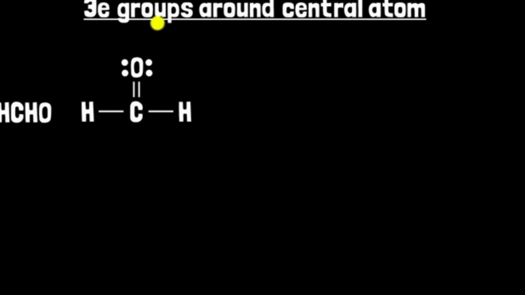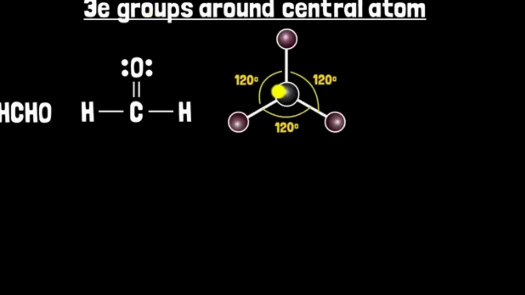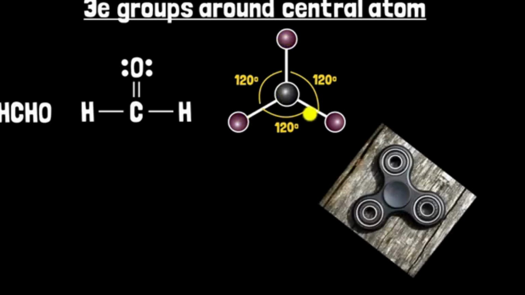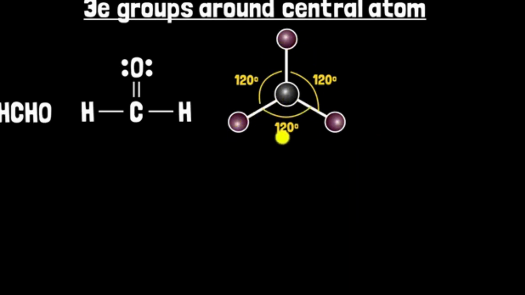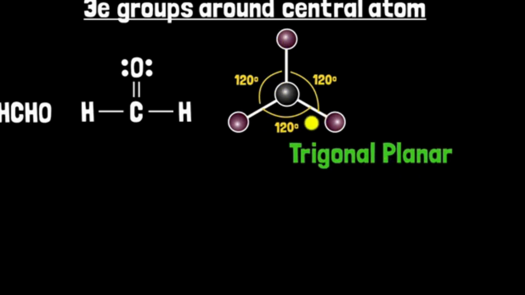And so now we have a geometry in which 3 groups are going to try and be as far away from each other as possible. What does that geometry look like? That geometry is going to look like this. It's like a fidget spinner, you can think of it. Basically all of them will be in the same plane, and they'll be 120 degrees apart. And so we call this the trigonal planar because they're all going to stay in the same plane.